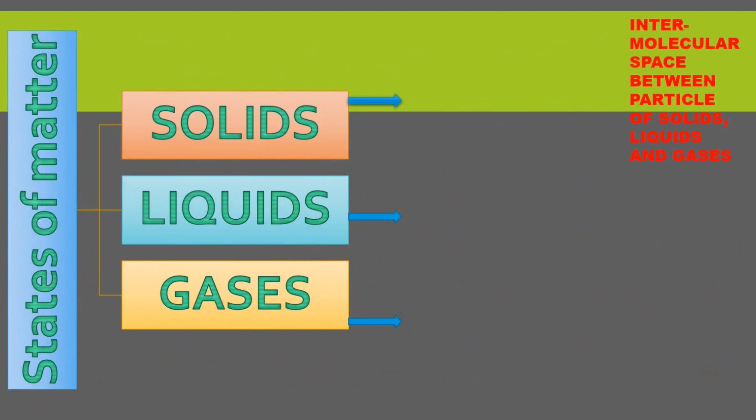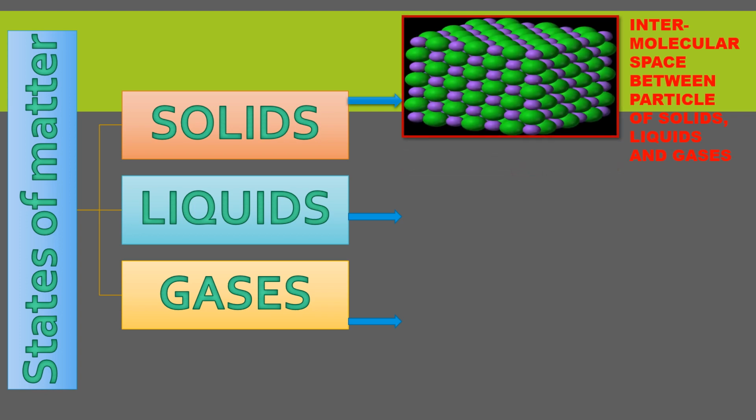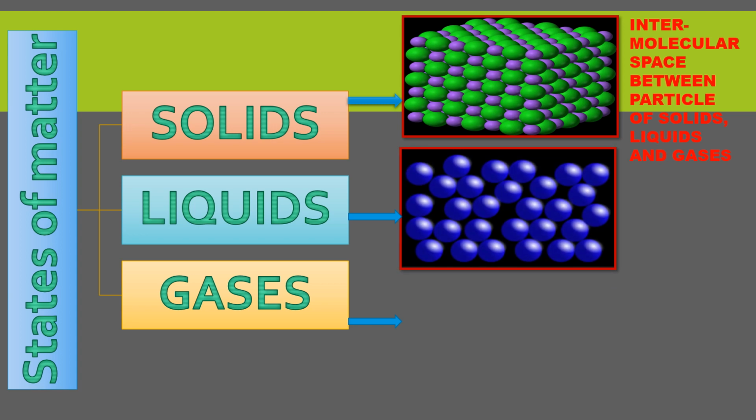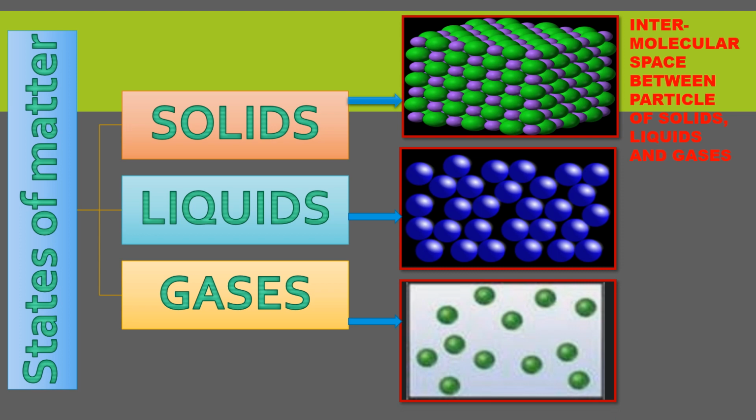In the flow chart given here, we can see the differences of intermolecular space between solids, liquids, and gases. Intermolecular space is minimum in case of solids. In liquids, molecules are loosely packed as compared to solids, therefore they have slight intermolecular space. And in case of gases, intermolecular space is maximum. Therefore, their molecules can flow very easily in every direction.